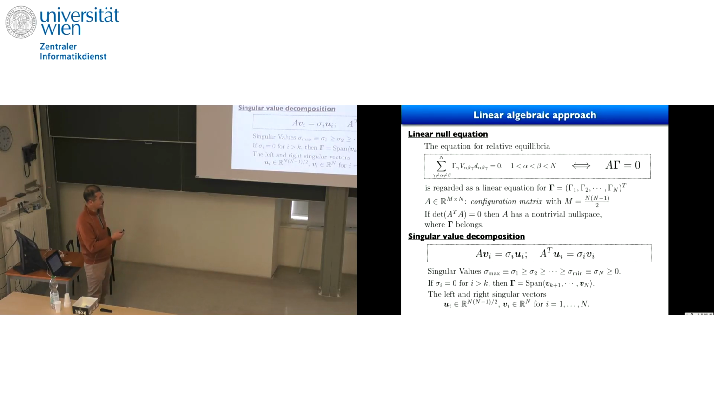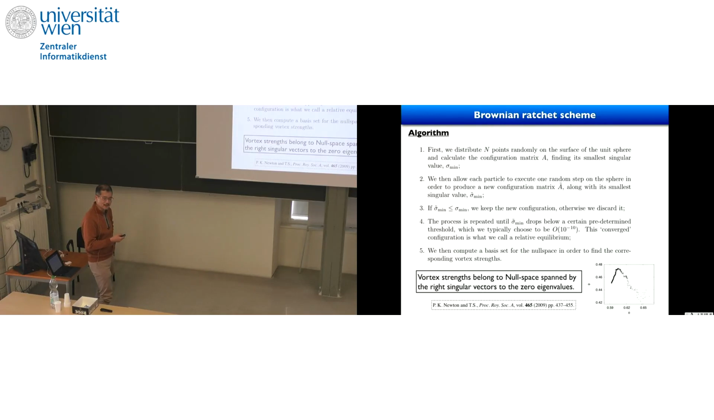So based on this observation, we are going to use a stochastic algorithm to obtain the vortex crystal, which is called the Brownian ratchet scheme. The algorithm is very simple. First, we distribute n point vortices randomly on the sphere. Then we compute the configuration matrix A and find the smallest singular value, sigma min. This is generally not 0, because a random point configuration does not form a vortex crystal.